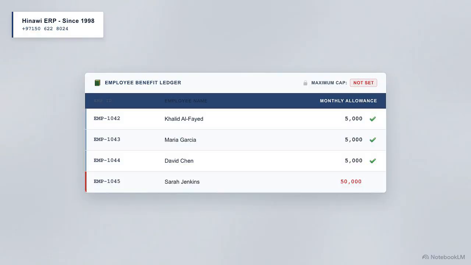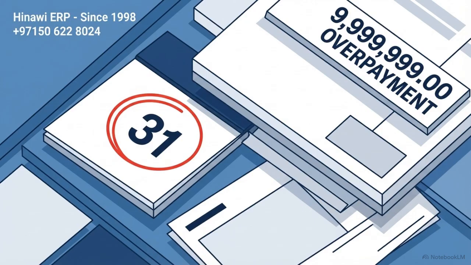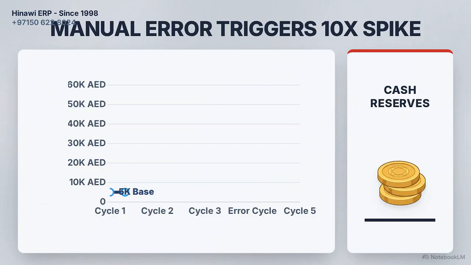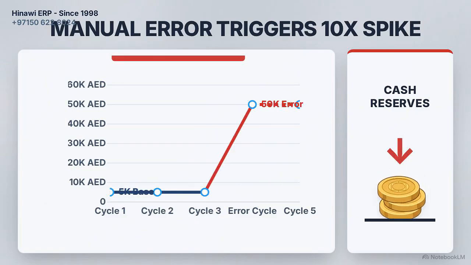If there are no caps running in the background to catch the anomaly, the software accepts that inflated figure as valid data. In a fraction of a second, a simple keyboard error is recorded as a permanent institutional instruction. The consequences become visible when the automated monthly payroll run processes that specific data point. A standard 5,000 dirham benefit instantly scales to 50,000 dirhams, creating an immediate and unplanned drain on available cash reserves.